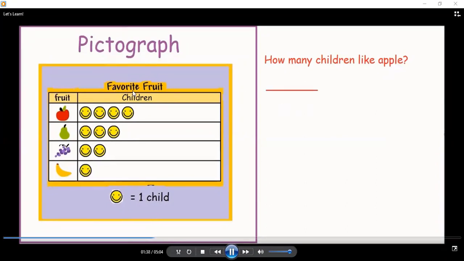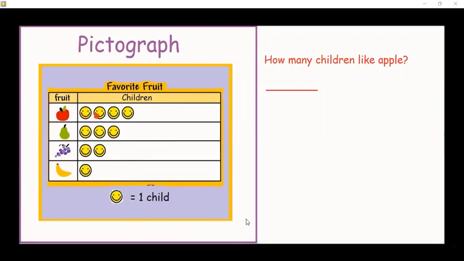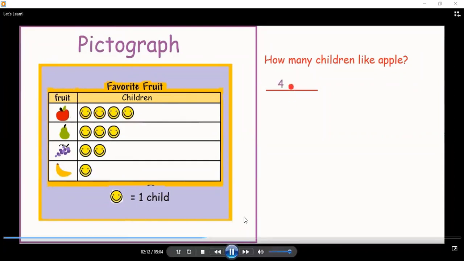We must first look at the fruit column and find our apple, and then we just count the smileys. One smiley is equal to one child. So let's look at how many children like apple. 1, 2, 3, 4 children. 4 smileys is 4 children. So 4 children like apple.